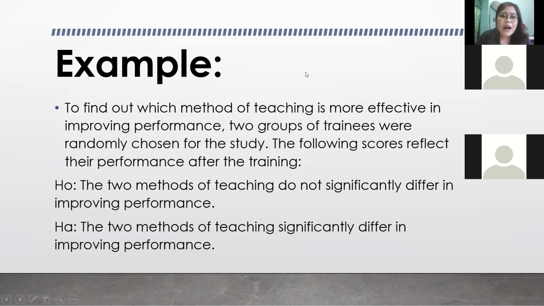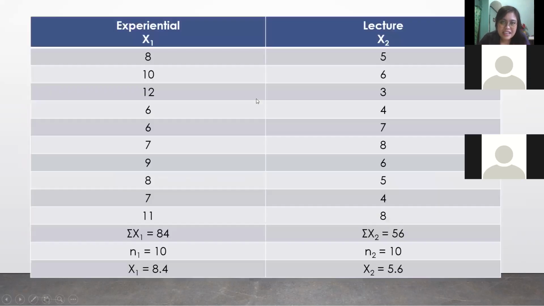To find out which method of teaching is more effective in improving the performance, two groups of trainees were randomly chosen for the study. And then the following scores reflect their performance after the training. So, mao daw ni ang mga scores.